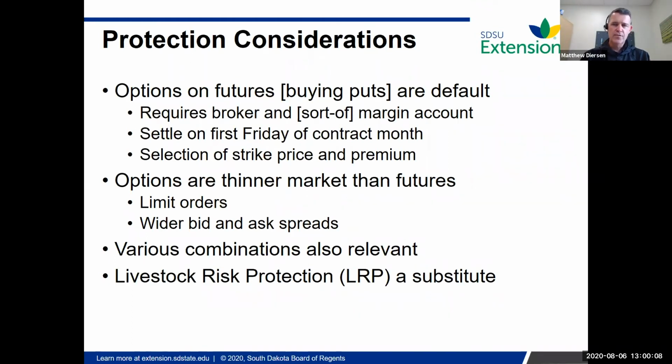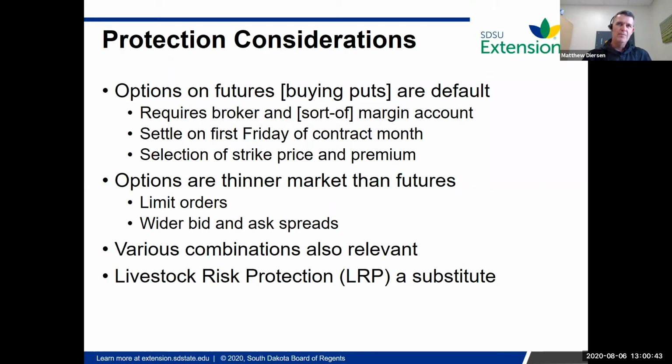Options settle on the first Friday of the contract month, so the August futures contracts would expire tomorrow, I believe. So the options tend to expire at the beginning of the month, and the futures contracts settle or expire at the end of the month. Another way to manage some of the risk through time is spreading out futures and options positions if there's a lot of cattle, to better time it with when they're actually going to be sold in the cash market.